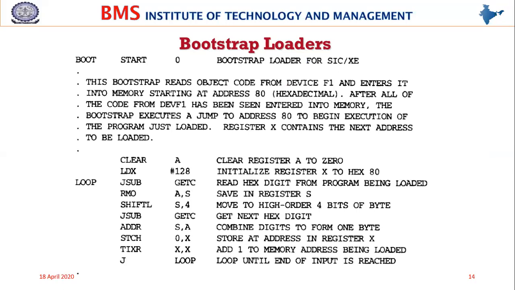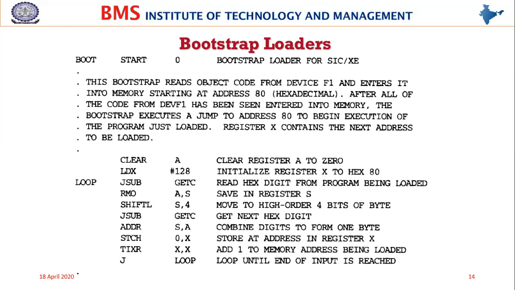Register X contains the next address to be loaded. That means X will have the length of the current object code, because it should point to the next object. That's the simple understanding we get.